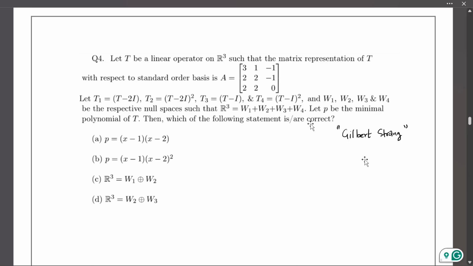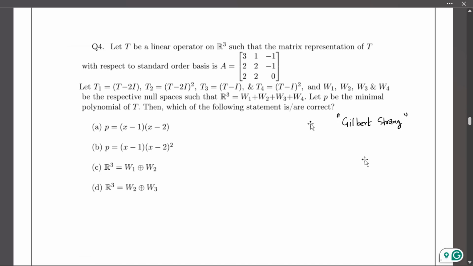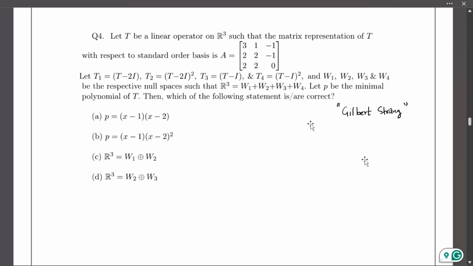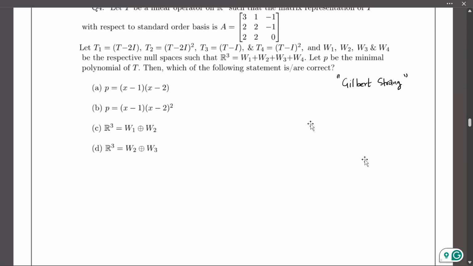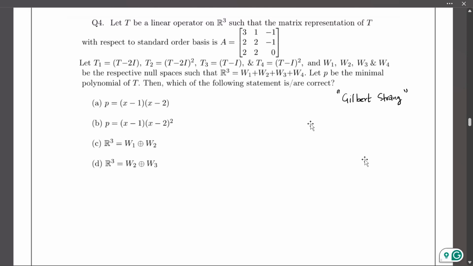Anyway, T be a linear operator on C defined by this. Let T1 be T minus 2I and T2 be its square, T3 be T minus I, T4 be its square. Wi are the corresponding respective null spaces of Ti's. P be the minimal polynomial for T. Then which of the following statements is correct?